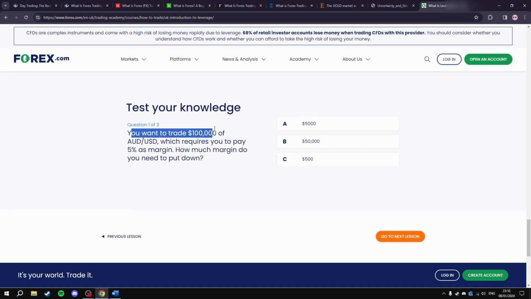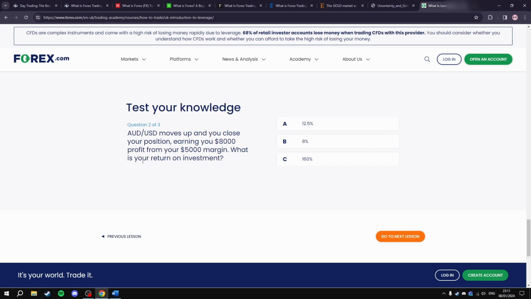If you want to trade $100,000 worth of AUD/USD, which requires you to pay 5% as margin, how much margin do you need to put down? So that's 0.05 times 100,000. I can't do maths. 5,000. AUD/USD moves up and you close your position, earning your 8,000 profit from your 5,000 margin.